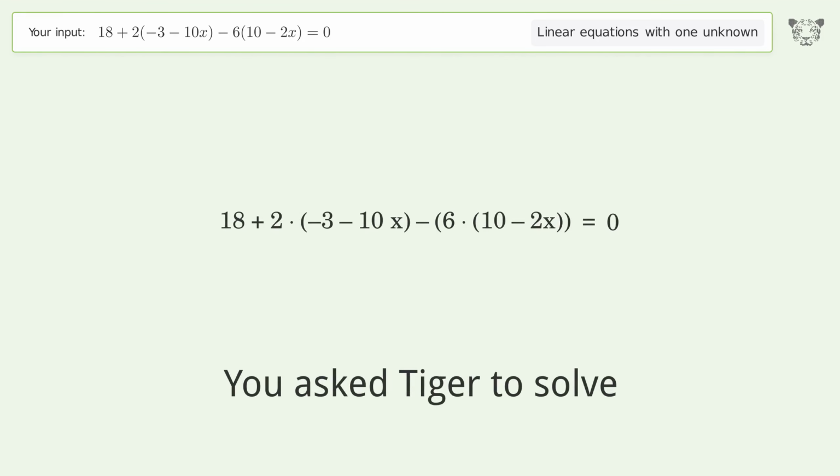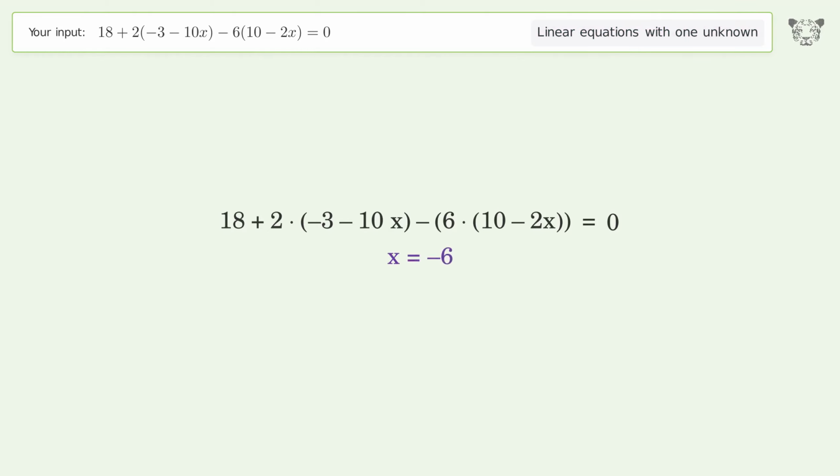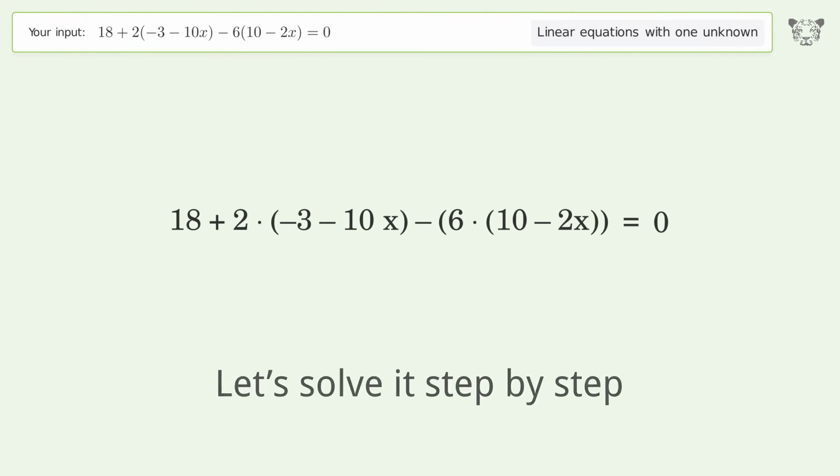You ask Tiger to solve this. It deals with linear equations with one unknown. The final result is x equals -6. Let's solve it step by step.